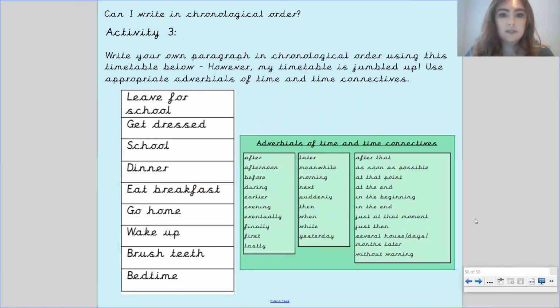And the final activity. I want you to write your own paragraph in chronological order using this timetable below. However, the timetable is jumbled up, so you need to use appropriate adverbials of time and time connectives to put this into chronological order in a paragraph. So I need to see full sentences. So we've got leave for school, get dressed, school, dinner, eat breakfast, go home, wake up, brush teeth, and bedtime. Pause the video here if this is the activity that you are going to complete.